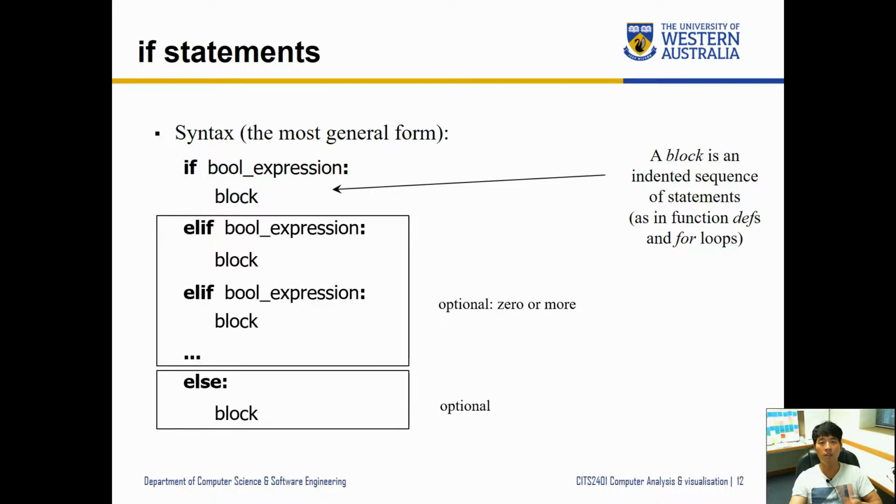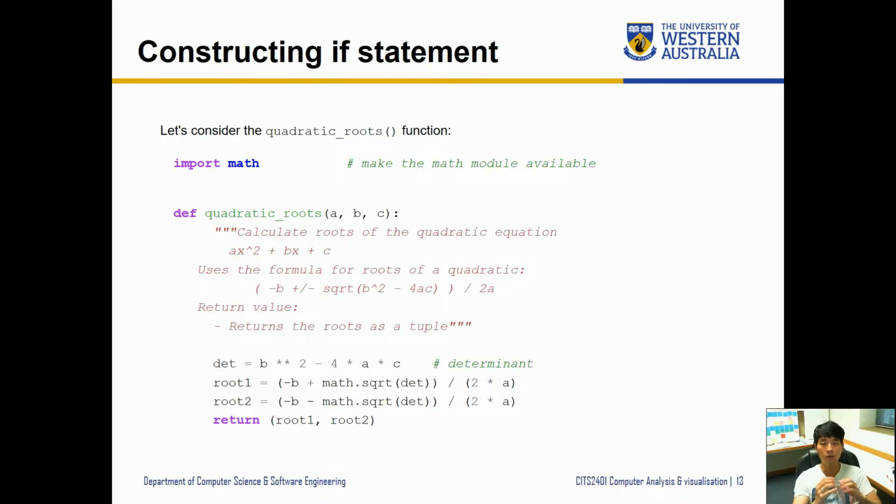All right, so let's have a look at an example. What we're going to do is use a quadratic roots function. So you know the formula: negative b plus minus the square root of b squared minus 4ac, divided by 2a, and that's what we're going to calculate here. This is the formula here, and we just have to calculate the value to be returned.